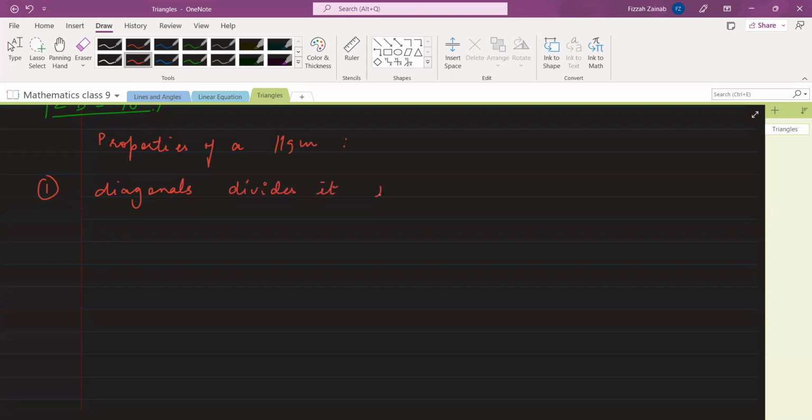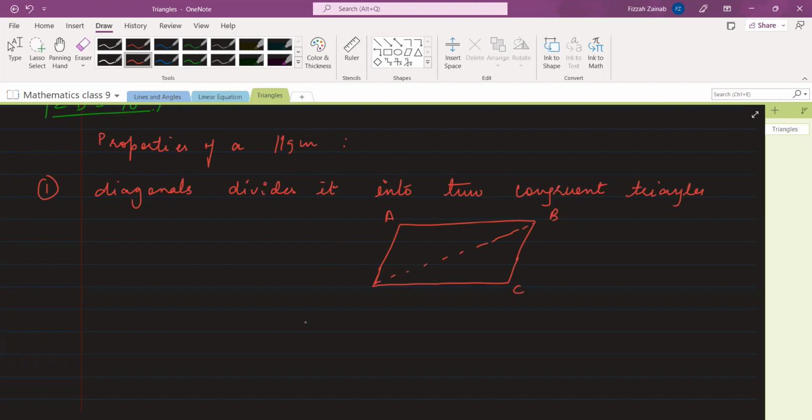divides it into two congruent triangles, right? That means if you have any parallelogram, it can be a square, it can be a rectangle, rhombus, any parallelogram it can be. And let's say this is the diagonal. So this is AB and CD. So according to this property, this upper triangle, that means triangle ABD, will be congruent to triangle CDB, correct?